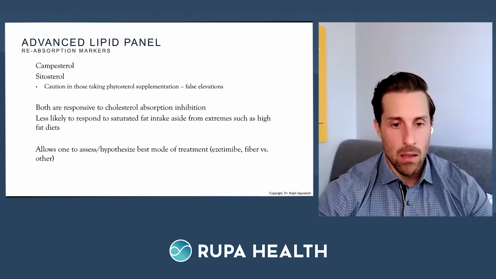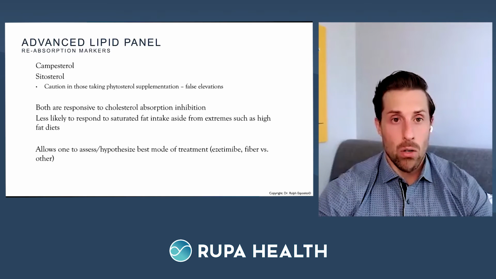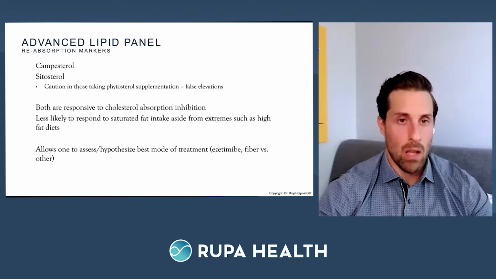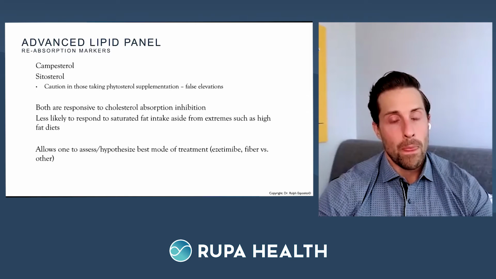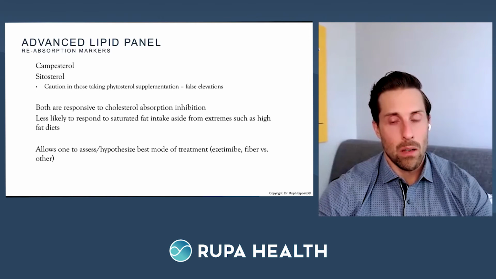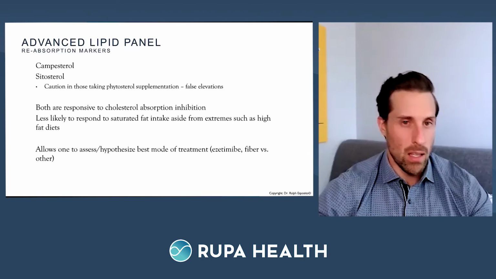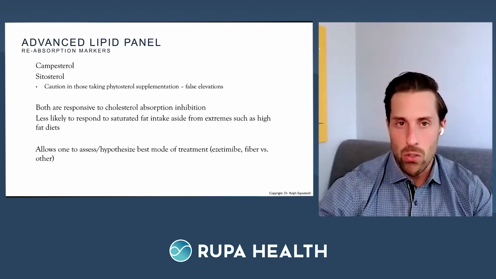So I would say a majority of the patients that I see who are keto or high fat almost always have elevated campesterol and sitosterol, along with desmosterol and lathosterol, because it causes such an influx, and you'll see this in that population. So it's very hard to assess.